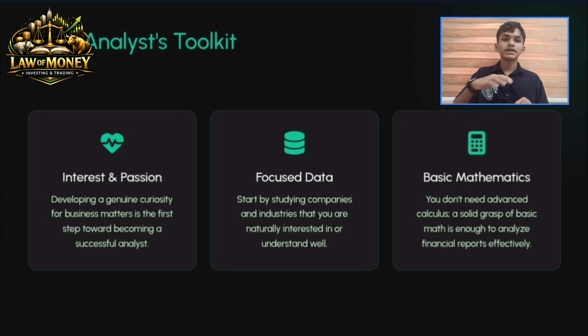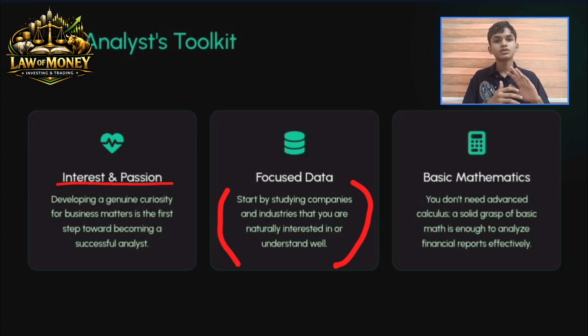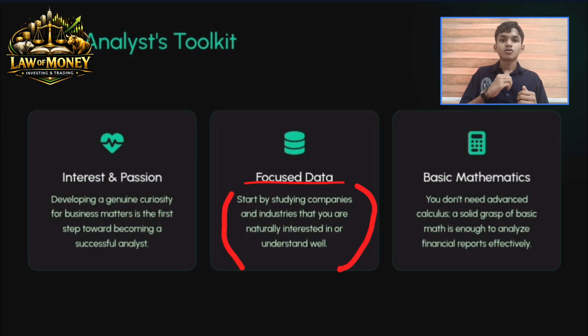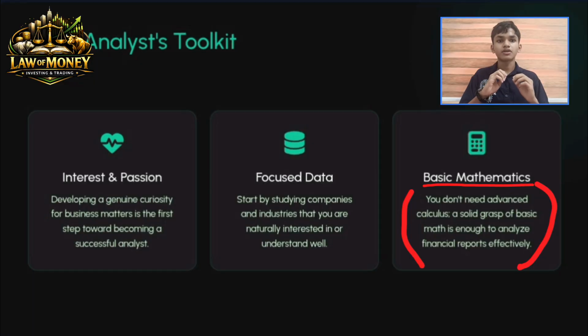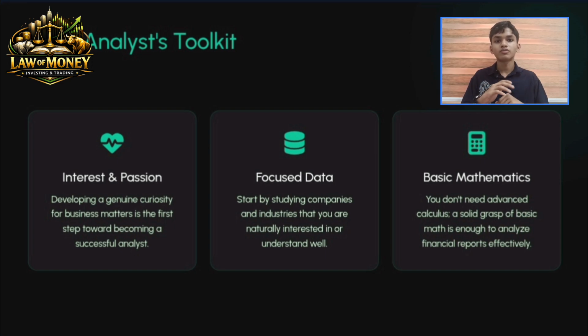Now throw away the idea that you need a PhD in rocket science or a supercomputer to do this. Your primary toolkit consists of three things: a genuine interest in how the world works, the ability to focus on data you actually understand, and the maths of a fifth grader. If you can add, subtract, and realize that spending more than you earn is a bad thing, you are already ahead of half the people on Wall Street.